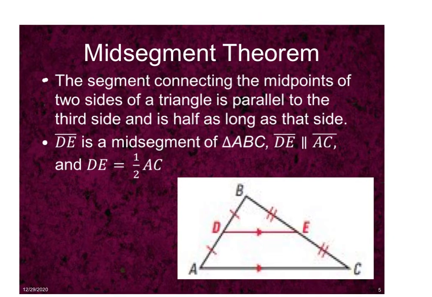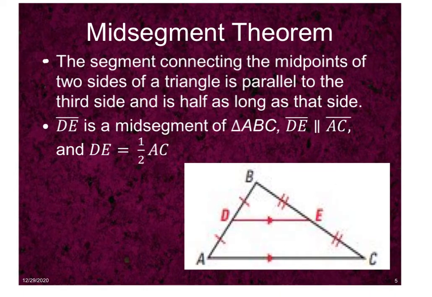So the segment connecting the midpoints of two sides of a triangle is parallel to the third side and is half as long as that side. So DE as a line segment is a mid-segment of ABC, and it is parallel to AC, and then DE equals 1/2 AC.